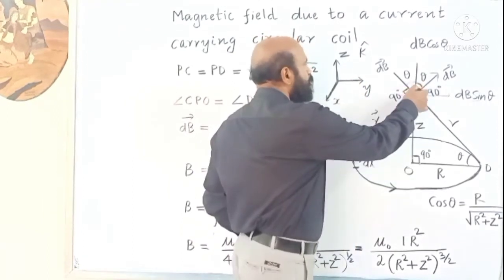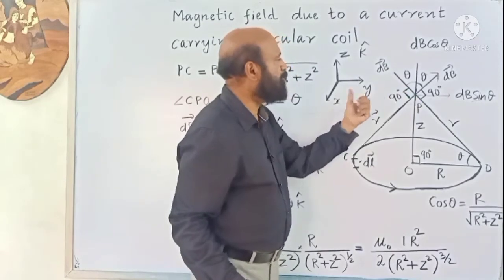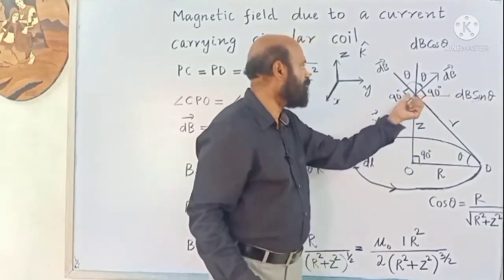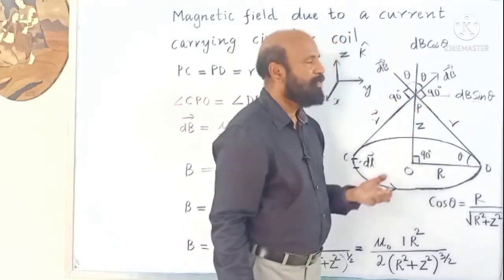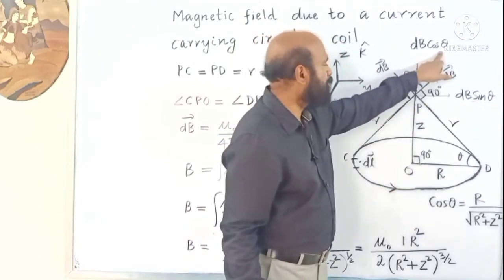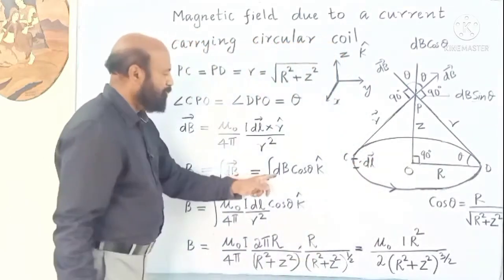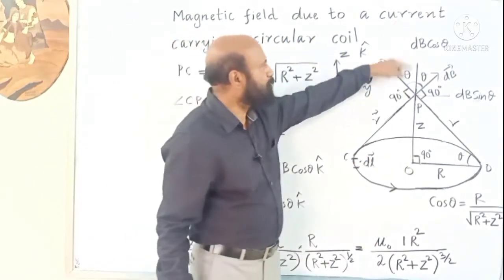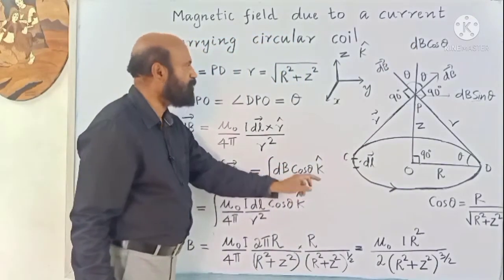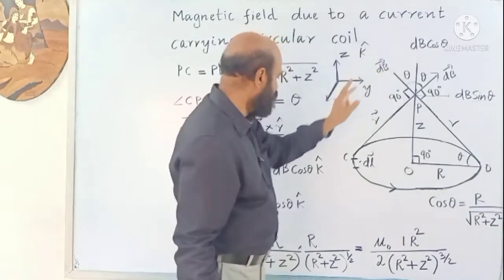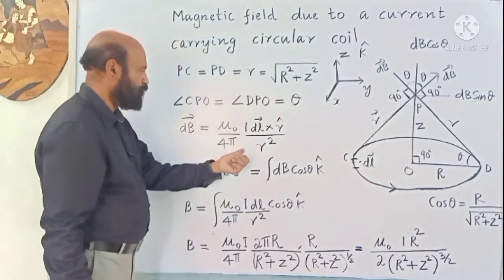In the same way, the other element's dB can also be split into two components, dB cos theta and dB sin theta. Here dB sin theta acts on that side and here dB sin theta acts on this side, so the sin theta components will get cancelled. Then only dB cos theta remains. For the entire coil, we have to integrate, so only dB cos theta will get added up. So the integral of dB cos theta is along the z-axis, k cap. Then for this dB we can write from this.